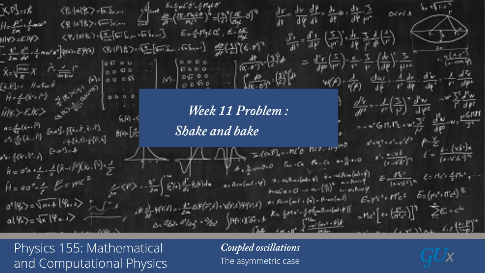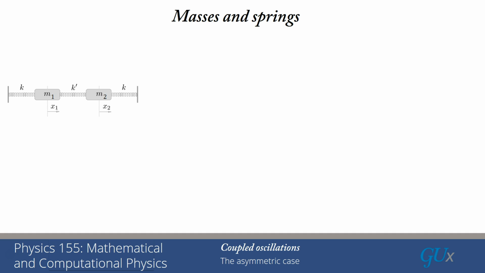Welcome to week 11, the problem of the week, shake and bake, coupled oscillations. We're going to look at the asymmetric case. If you remember in lab, we had the situation with two masses attached to three springs, and we had the situation where the two masses were the same, and the situation where the two masses were different. We're going to focus here on the case where the two masses are different, and just go carefully through how you solve this problem.